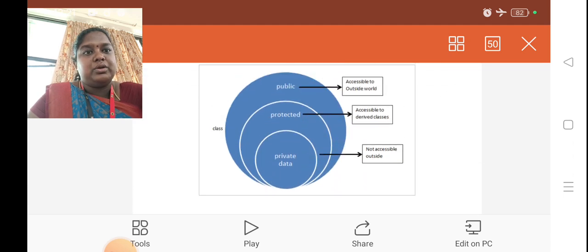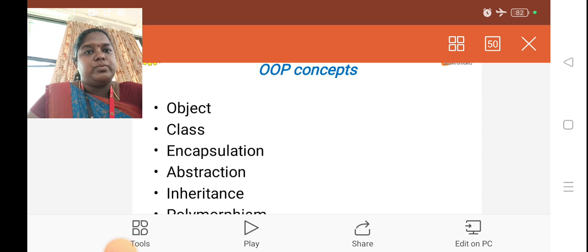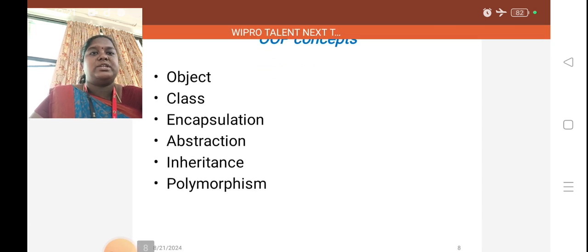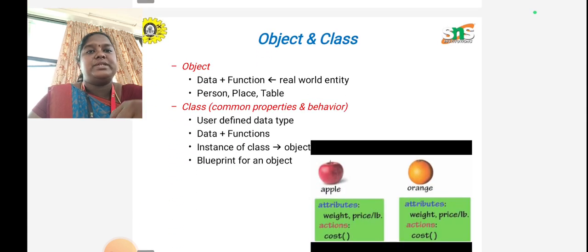I am going to recap my video lecture. Now we have seen the OOP concepts: object, class, encapsulation, abstraction, inheritance, polymorphism. Object and classes: an object is data plus function, a real world entity. Person, place, table are objects. Class means it is a user defined data type, data and functions. An instance of a class is also an object. The blueprint of an object is called a class.